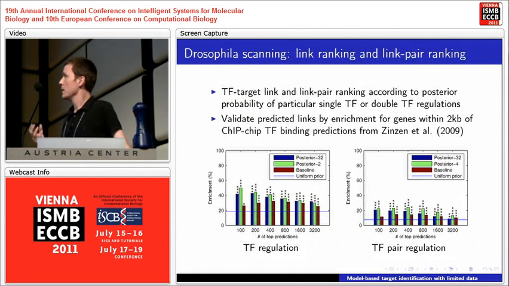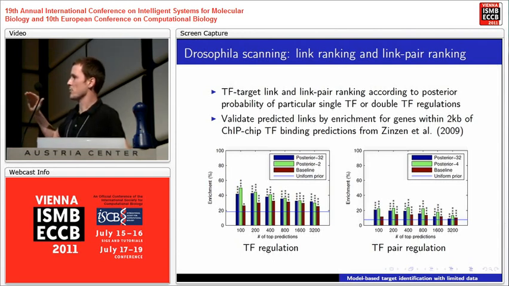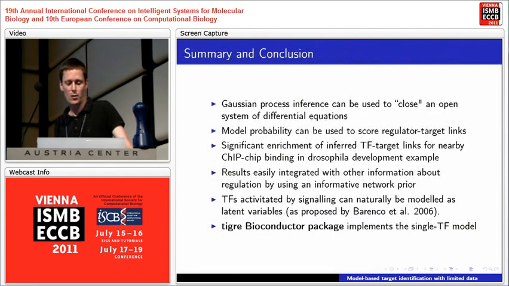And as well as predicting individual links in the regulatory network, we can try and do the harder thing of trying to predict pairs of regulating TFs. So for a gene, is there evidence of a pair working together in order to regulate it? And with the multiple transcription factor model, we can find good enrichment for that. We don't really know how good these results are because the chip data can't really be considered a gold standard, but enrichment is a good thing.